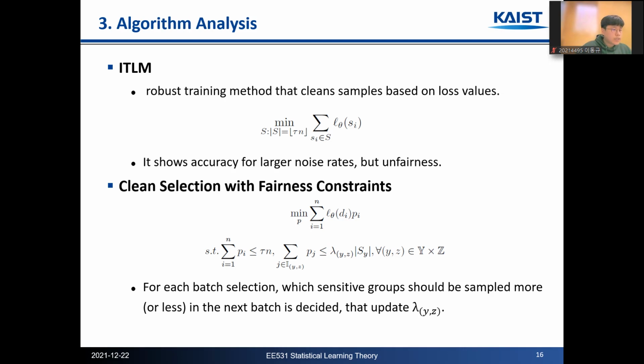The sampling ratio of sensitive groups is adjusted to determine the lambda values. For each batch selection, which sensitive groups should be sampled more or less in the next batch is decided by the fairness of the intermediate model. Then the sampling rates become the lambda values used in the fairness constraints.